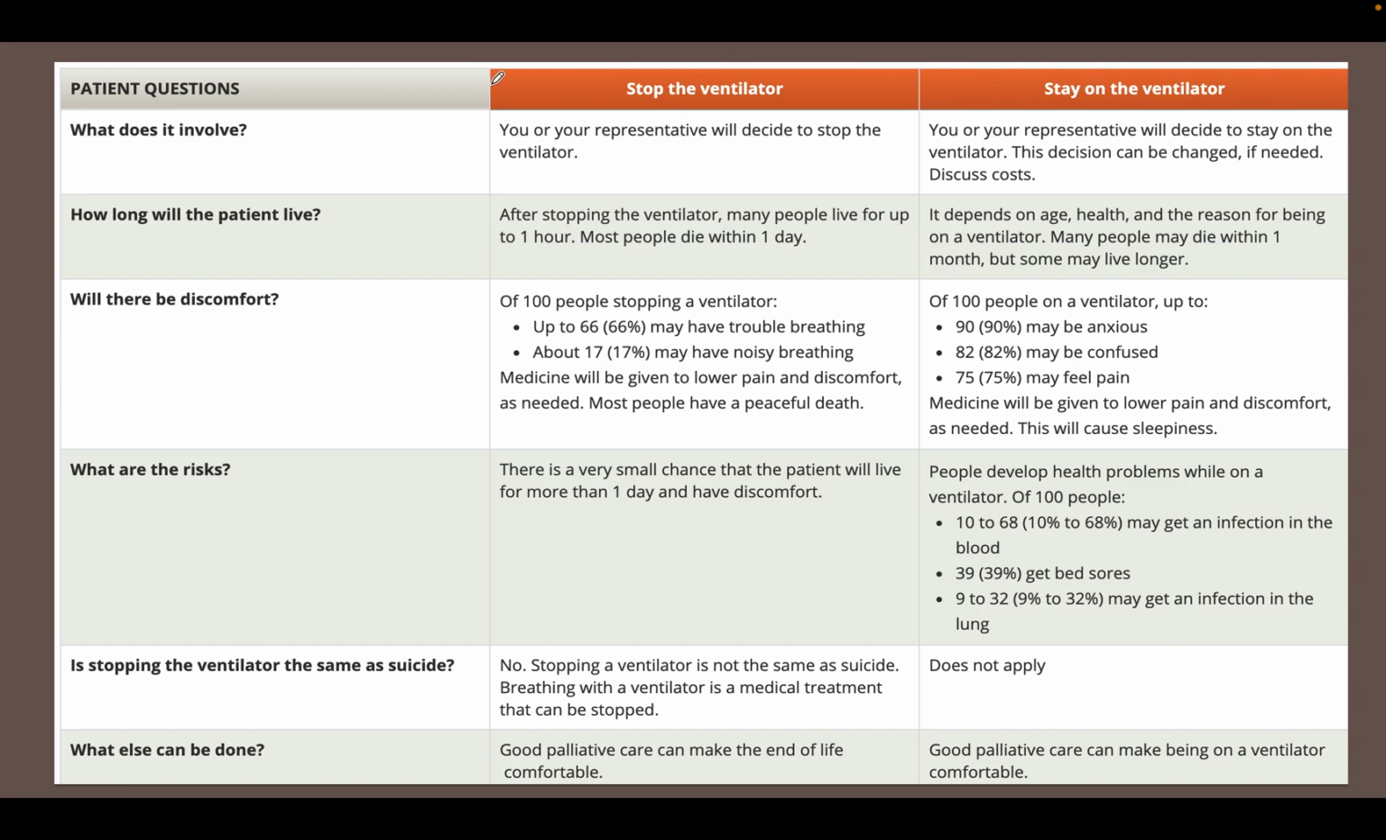Here's another one, and this is for stopping a ventilator. So there's maybe an elderly relative that is on a ventilator, and then it goes through the questions that patients might have. What actually is it? What does it involve? You or your representative will decide to stop the ventilator. You or your representative will decide to stay on the ventilator. This decision can be changed if needed. How long will the patient live? Everybody wants to know that. Is this the same as suicide? What are the risks? All of that. And so when people are trying to make hard decisions, difficult decisions, an option grid is a way of giving them the most important information in an organized fashion.